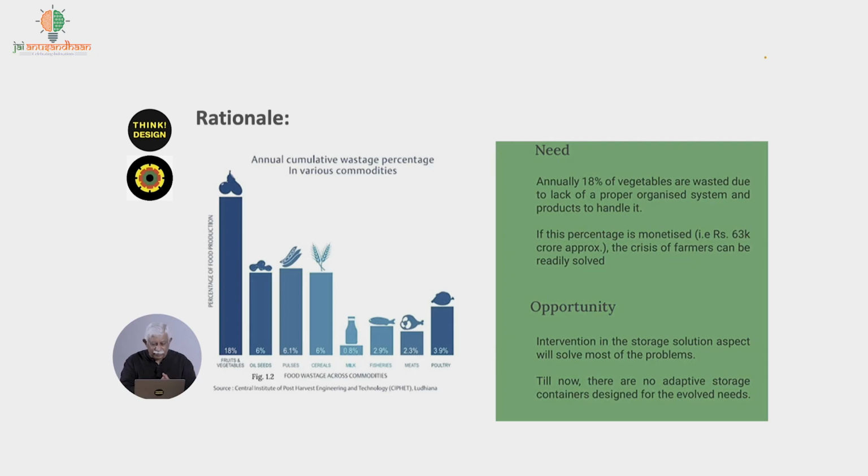Okay. So, if you look at it, the figures are actually very high. It's almost 63,000 crores that is lost here. Okay. So, it's a great opportunity to do something in this field. Okay. So, intervention is required. Okay. And so, is there an adaptive storage method that can actually mitigate some of these issues? Okay. So, that is the bigger broader picture here.